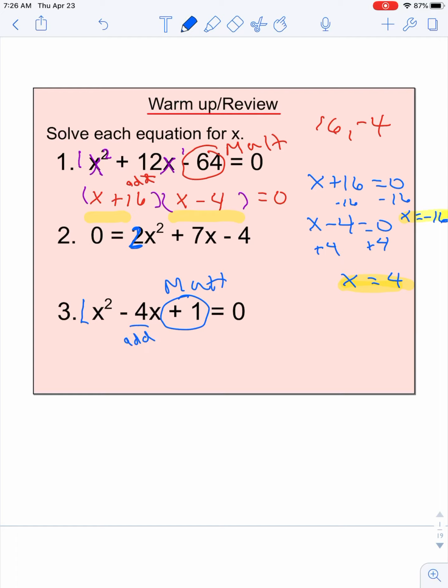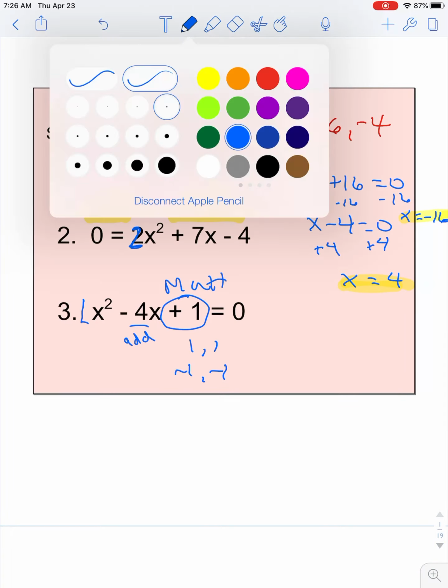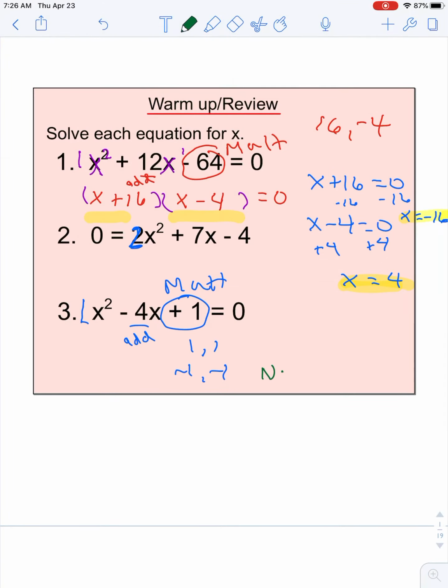Well, think about that. What numbers multiply to 1? Well, 1 times 1 or negative 1 times negative 1. Well, 1 plus 1 is equal to 2. Negative 1 plus negative 1 is equal to negative 2. None of them equal negative 4. So what we say for this kind right here is that it is not able to be factored, or not factorable. Now, some of you may have called this before, oh, there's no solution. Well, it turns out there actually is, and I'm going to show you that.